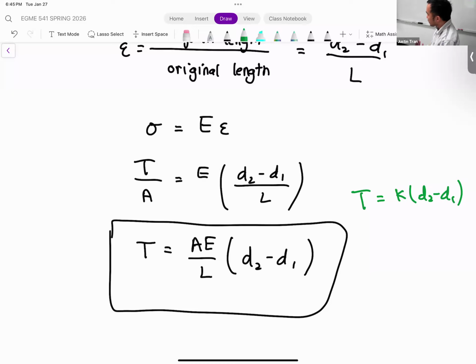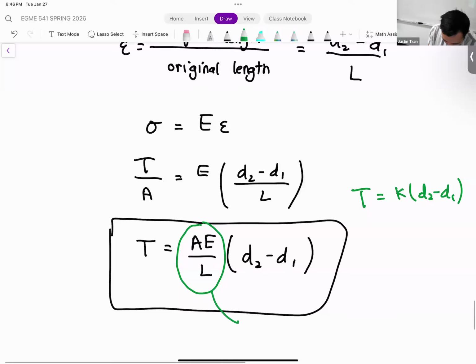We can see that for our truss, we get a very similar expression. The only difference is that instead of a spring constant, we have this combination of terms: A, the cross-sectional area, multiplied by E, the Young's modulus, divided by L, the length. This combination of properties becomes like the effective spring constant for the truss.